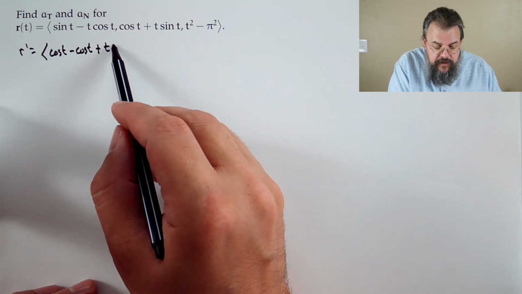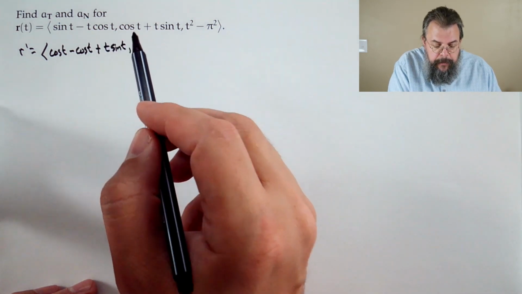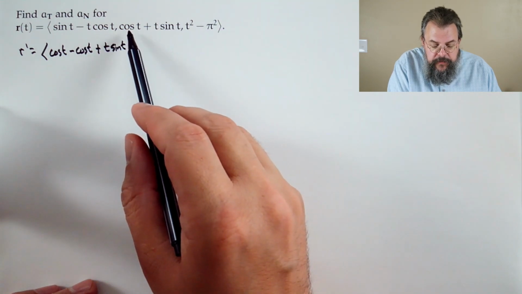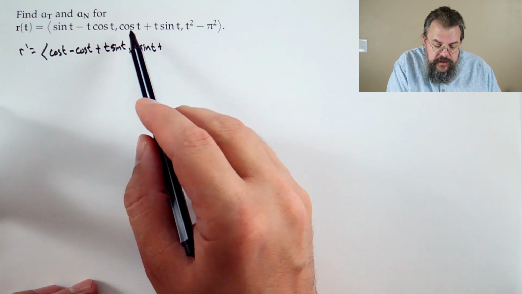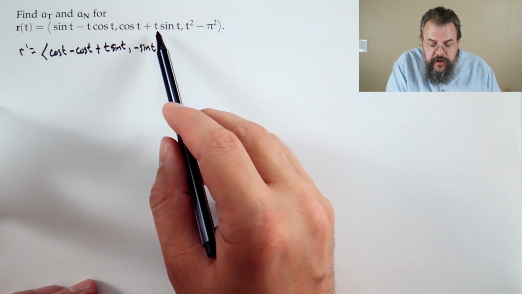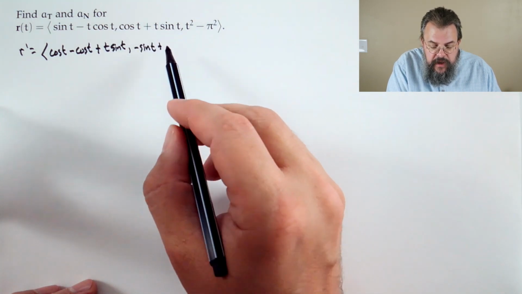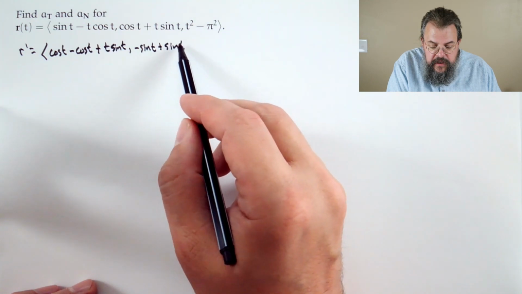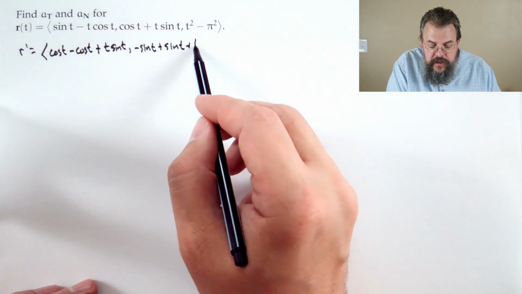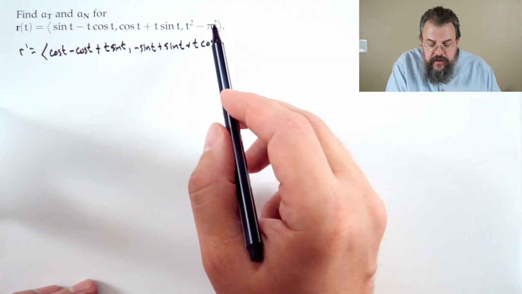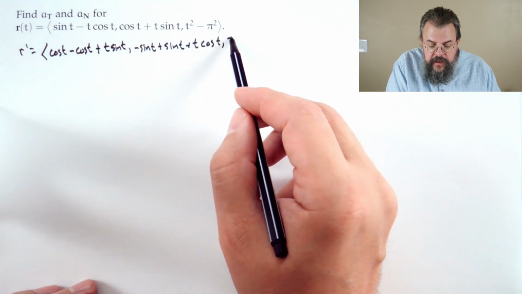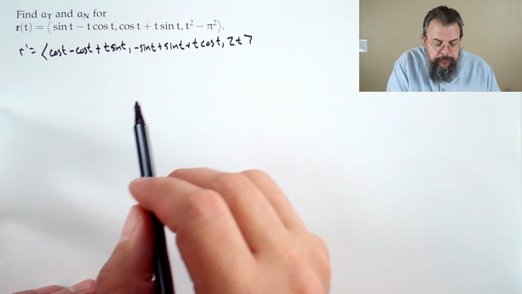So it becomes a plus sine, comma, derivative of the first, minus sine. And actually, there's just one term here. Product rule: derivative of the first, 1 times sine, so sine, plus the first times the derivative of the second, cosine. And then t squared, derivative of that, 2t.